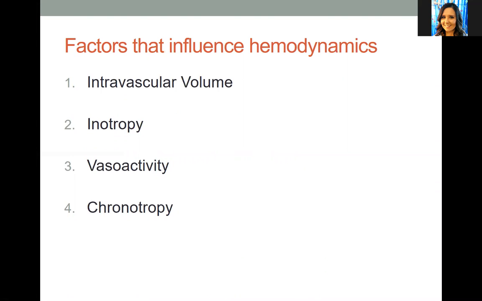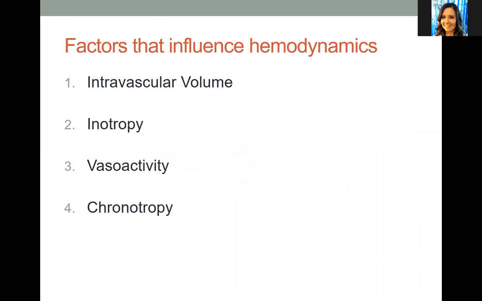There are factors that influence hemodynamics. The first one is our intravascular volume. We want the volume to be in our vascular space. We don't want to be third spacing and have fluid in our tissues. We want it in our vessels so that it gets transported and distributed to the tissues. So the volume is how much blood we have in our vessels.